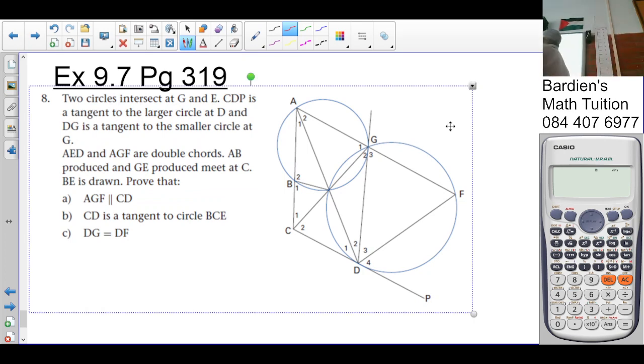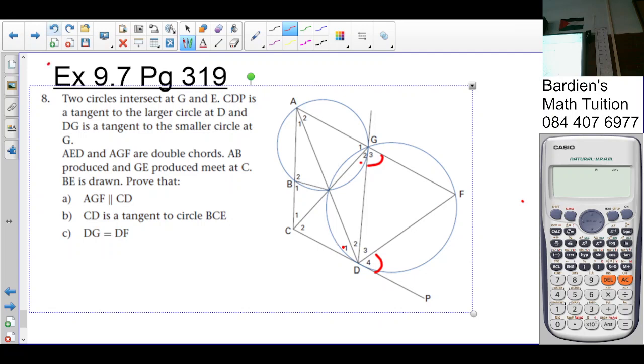Okay, so in 9.7, on page 319, we are told two circles intersect at G and E. Then we are told that CDP is a tangent to the larger circle at D. So if that's a tangent, what do we know? We know that D4 is equal to G3. And we know that that angle is equal to that angle, and so on. And this whole angle here, D2 and D1, is going to be equal to F and so on.